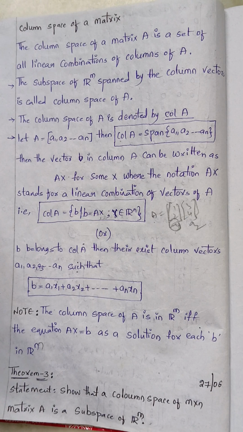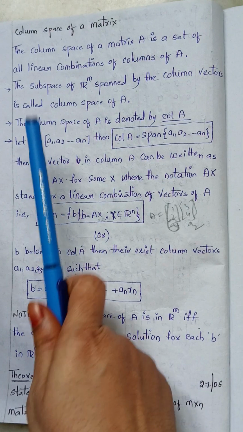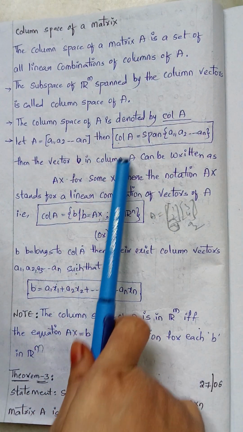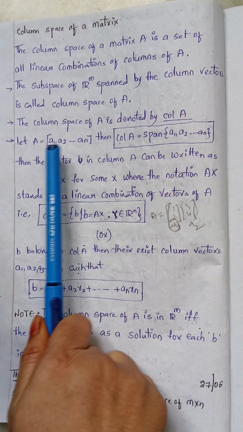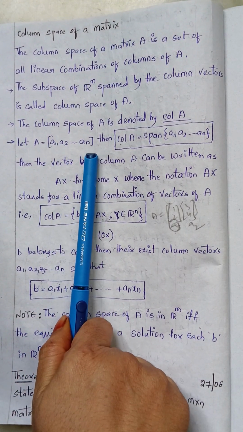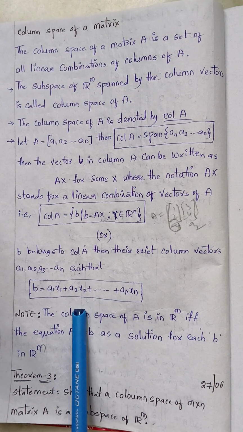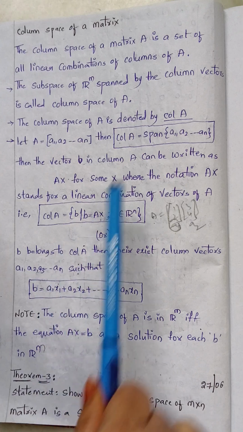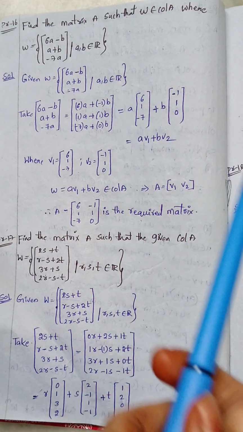Hello students, in the last video we discussed the column space of a matrix. Column space of a matrix means the linear combination of all columns of matrix A. Suppose you are taking n columns, then we are taking the linear combination of all columns as vectors, and we write this as b belongs to Col A.